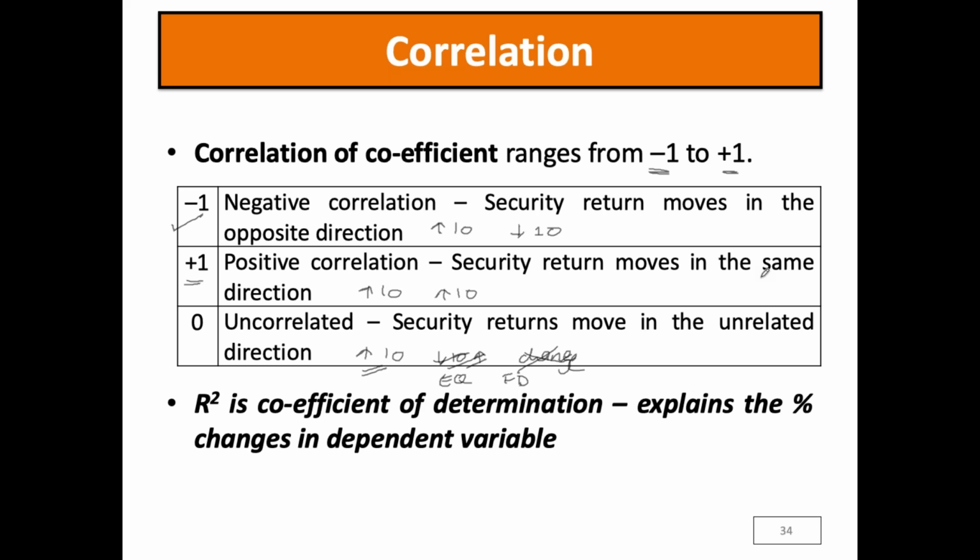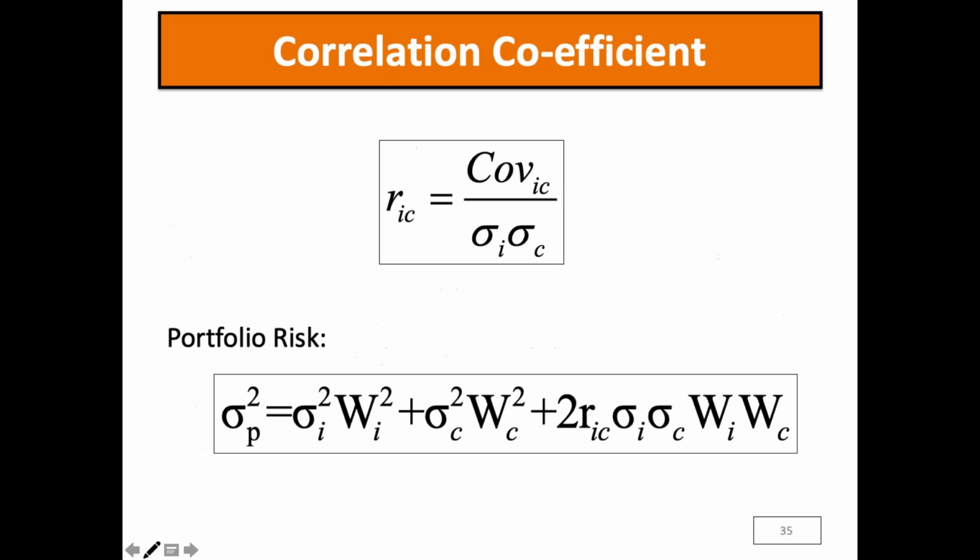So that's the idea. Now R squared is coefficient of determination. इसको मैं आपको बताता हूँ when we reach systematic unsystematic risk calculation. अच्छा, how do I find out? अच्छा, what's the difference between covariance and correlation? See, difference तो नहीं है, but interpretation में difference है.